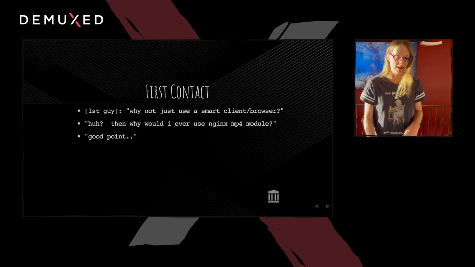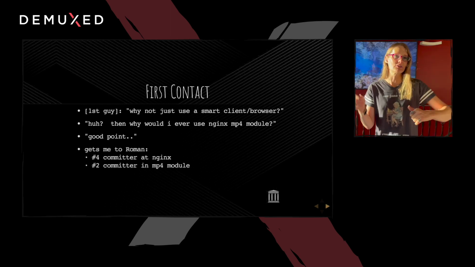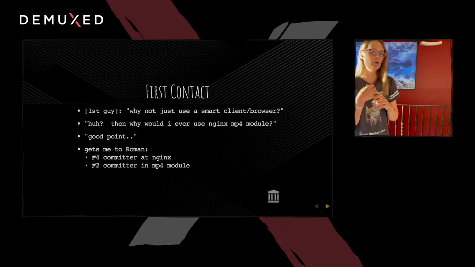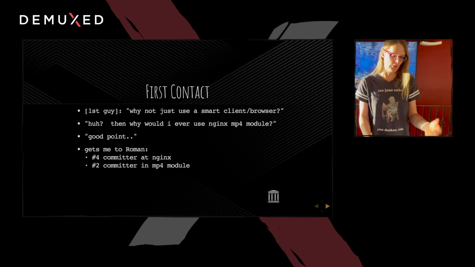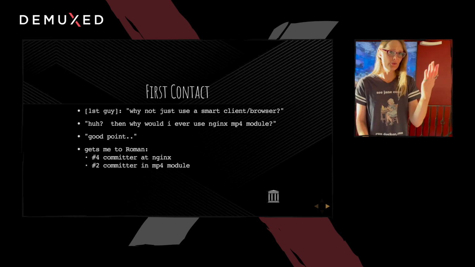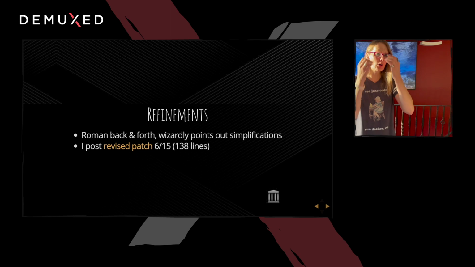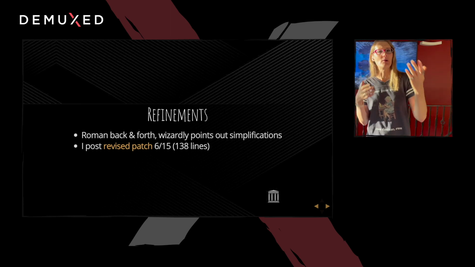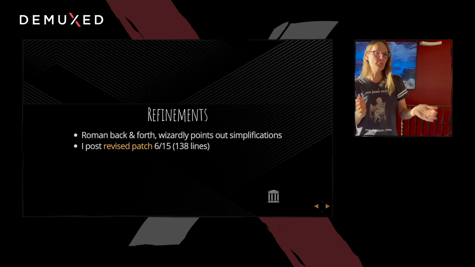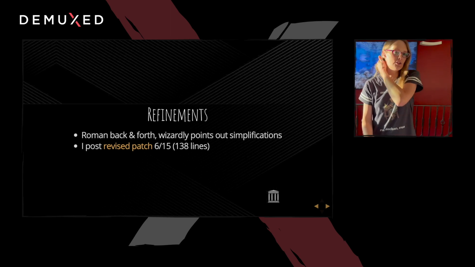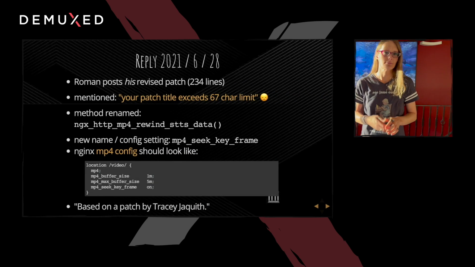So I get a good point out of that, which unlocks me a level to Roman, who is the number 4 committer at nginx over time and the second most prolific committer in the MP4 module. It's mostly Igor and Roman who are the big committers. So Roman's a wizard. We go back and forth. He points out some simplifications. I post a revised patch about a week or so later. That's 138 lines to do this exact cutting.